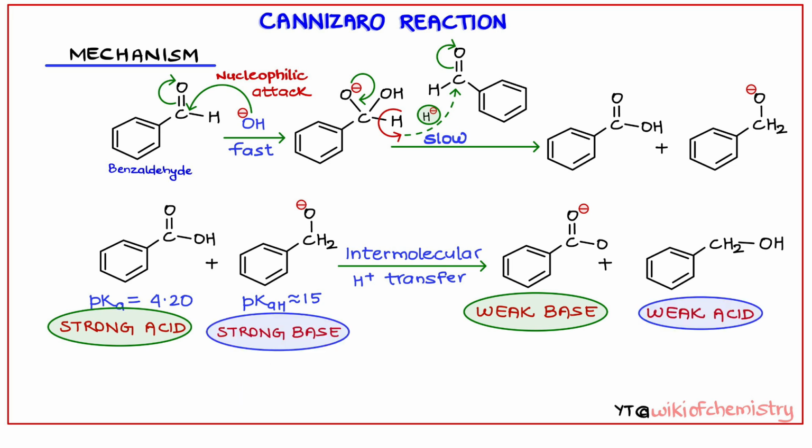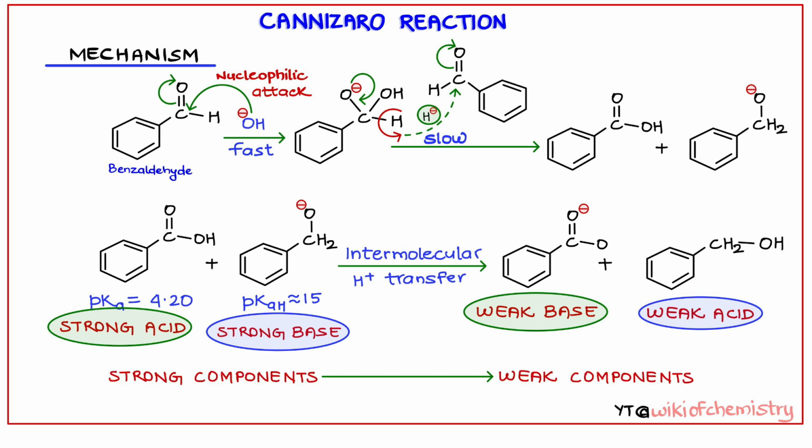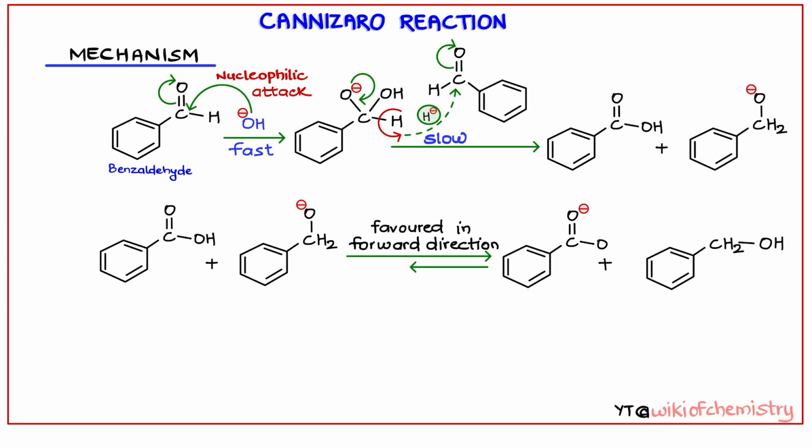Now, here is an important point for you to note. Always keep in mind that in an acid-base equilibrium, equilibrium is favored in the direction in which strong components are consumed and weak components are produced. And that is why here the equilibrium is favored in forward direction and this proton transfer is favorable as such. So this is our final product of Self Cannizaro reaction of benzaldehyde, benzoate anion and benzyl alcohol.